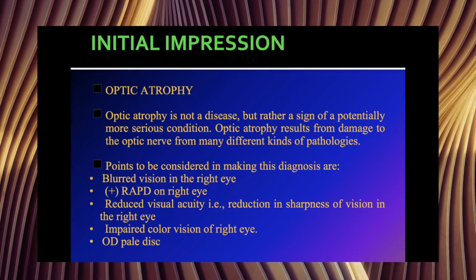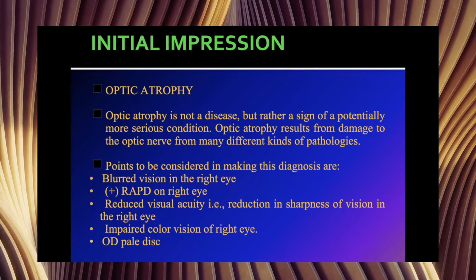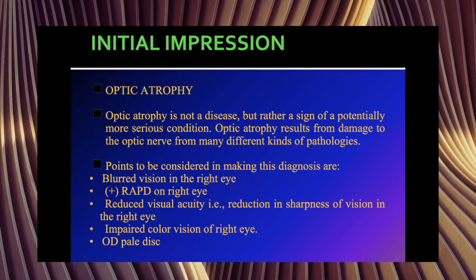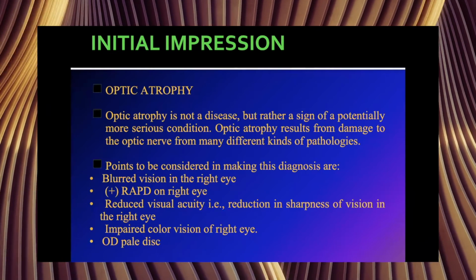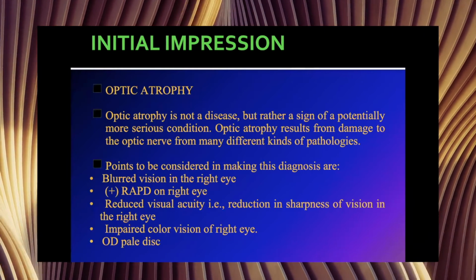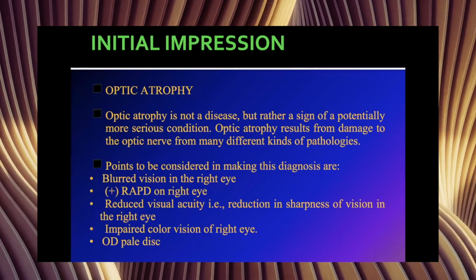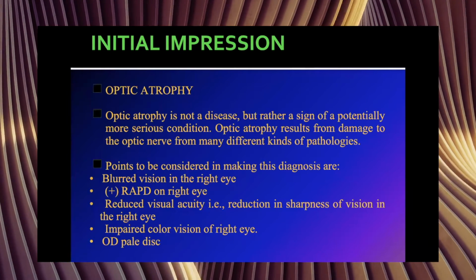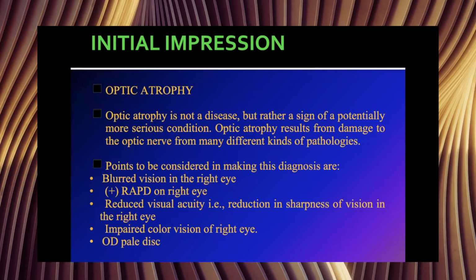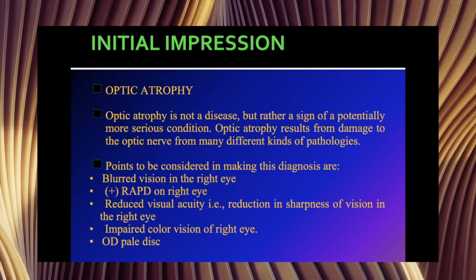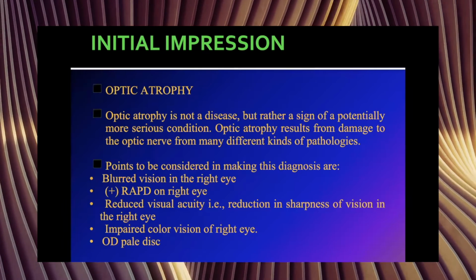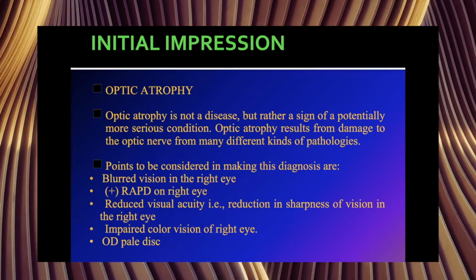Optic atrophy is not a disease, but rather a sign of potentially more serious condition. Optic atrophy results from damage to the optic nerve from many different kinds of pathologies. Points to be considered in making this diagnosis include blurred vision in the right eye. There is relative afferent pupillary defect in the right eye. There is reduced visual acuity, that is the reduction in sharpness of the vision in the right eye, and there is impaired color vision of right eye, and the optic disc of the right eye is found to be pale.